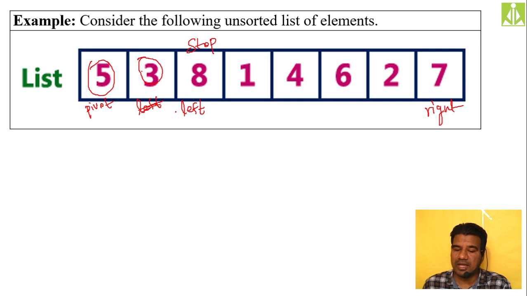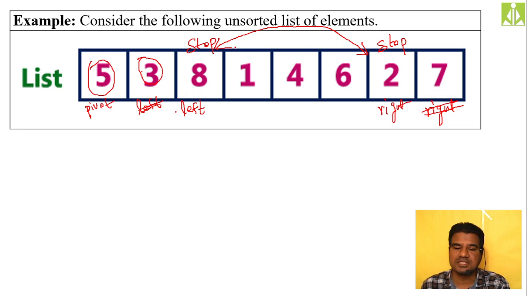So decrement right, that is, move right to the previous position. Right will come over here. Now compare list of right with pivot. List of right is 2, which is smaller than pivot, so stop here. Now we found that left is lesser than right, which means we just swap these two.